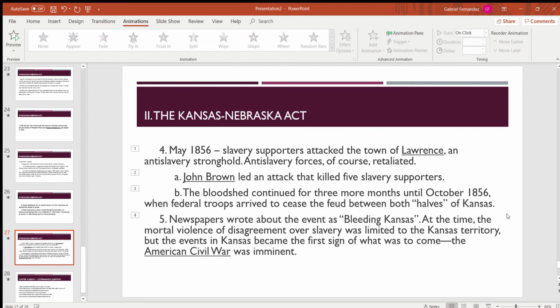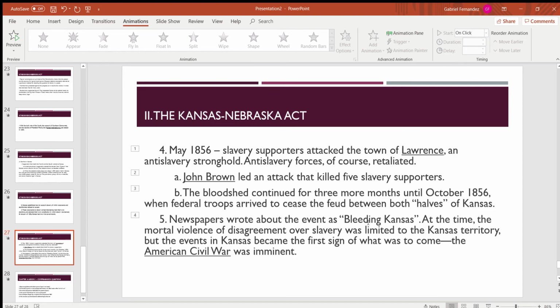Now, historically speaking, at the time, this is the first time that we see people within one state disputing amongst themselves. So this event's going to go down in history. Newspapers at the time actually called this event, and it is still known today, as Bleeding Kansas.